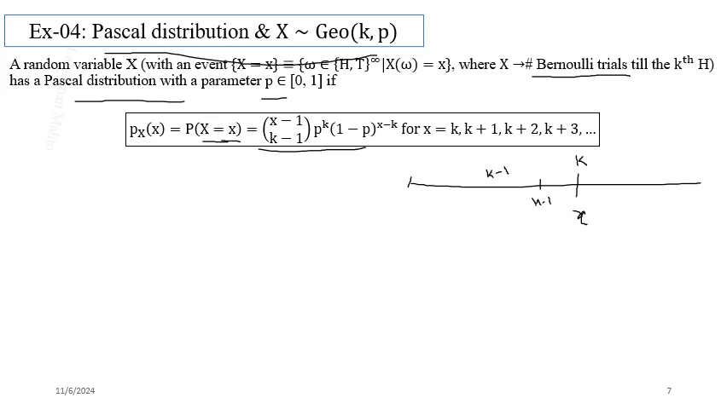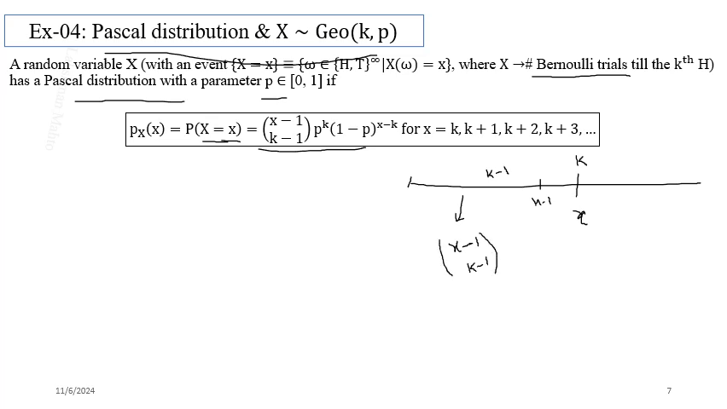You are talking about k minus 1 successes in how many trials? X minus 1 trials. So what is the probability distribution here? How will you compute the probability here? You will compute it here: x minus 1 choose k minus 1.